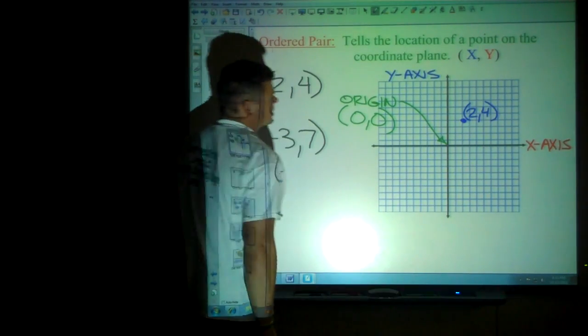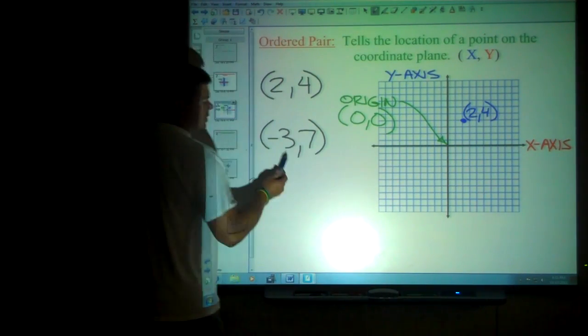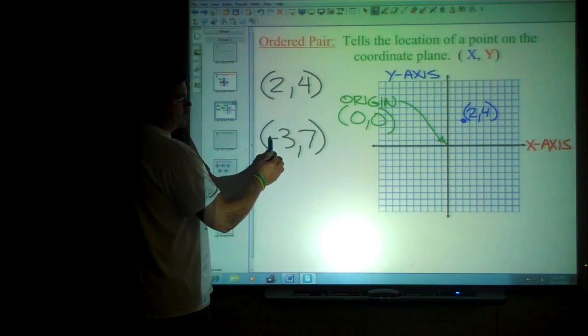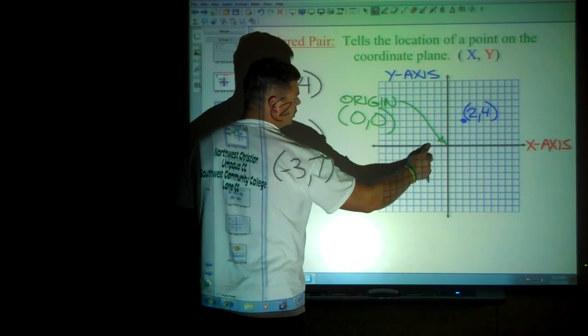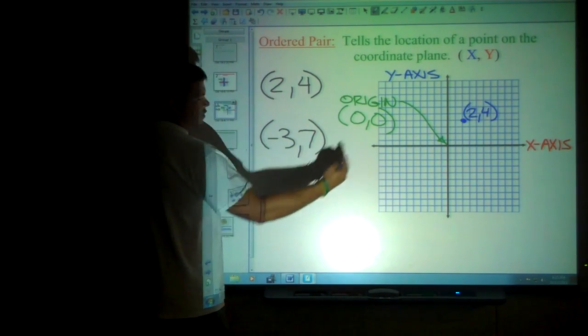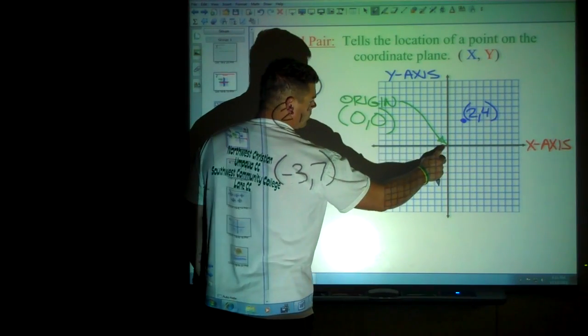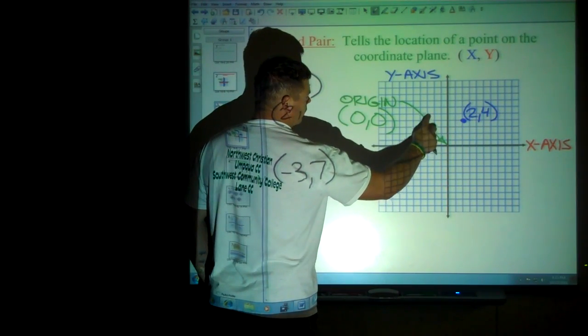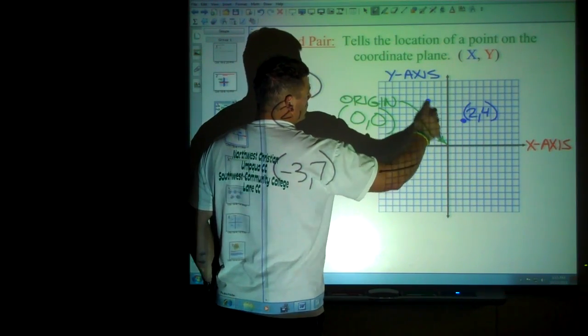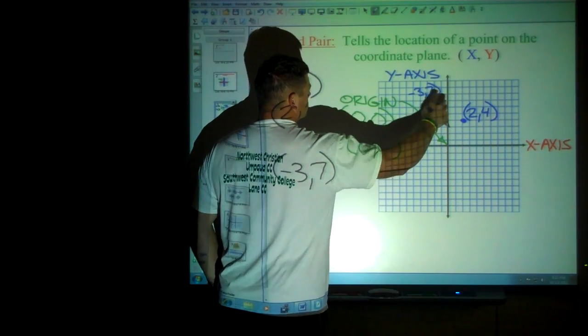Negative 3, comma 7 is going to move to the left. We start at 0, 0, and we go left 3 because it's a negative value. So 1, 2, 3. I don't have to put a dot there, I just move 3 and then I go up 7. 1, 2, 3, 4, 5, 6, 7. So that's negative 3, 7.